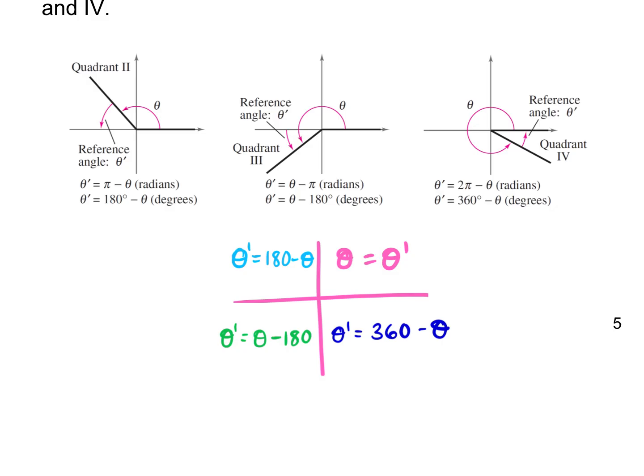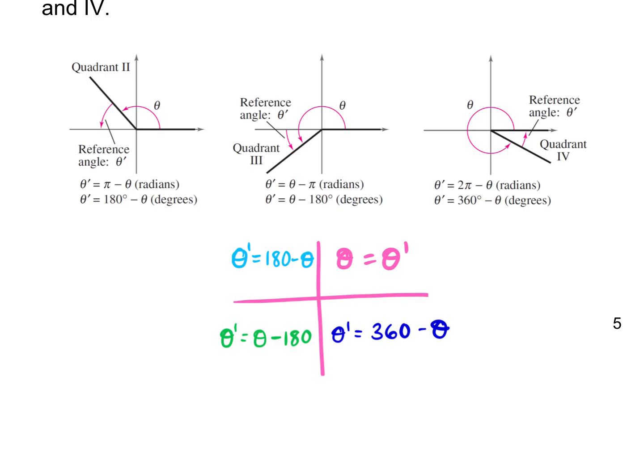Now, if you happen to use the wrong formula, let's say your theta was in quadrant 2 and you use theta minus 180, it's not going to give you an answer that's acute and positive. So if you use the wrong formula, your answer won't be acute and positive, so you know that you did something wrong. So always when you're finding a reference angle, think, is my answer acute and positive? Then that way you can check your work.